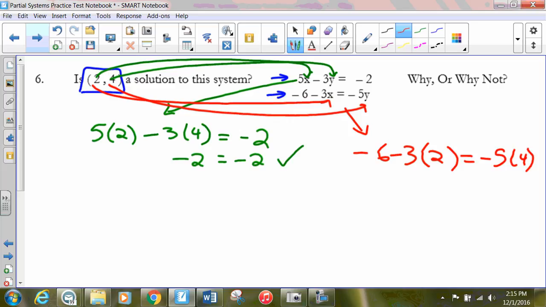If I put this side in my calculator, I'm going to get what? Negative 6 minus 6, that's negative 12. If I put this side in my calculator, negative 5 times 4 is negative 20. Those are not the same.